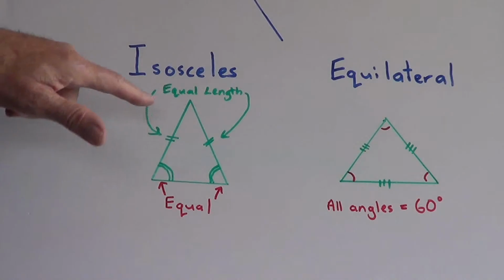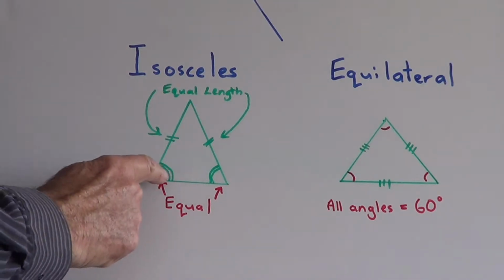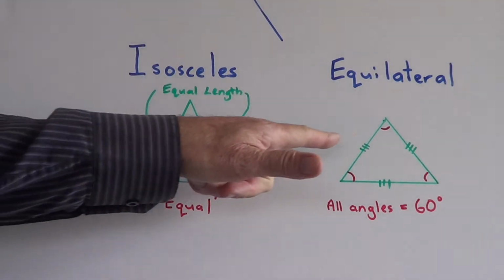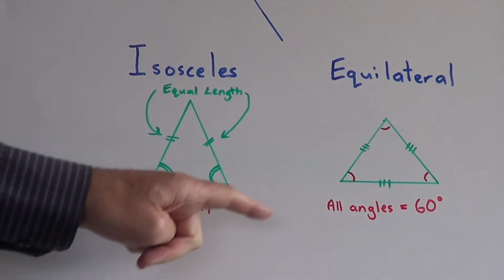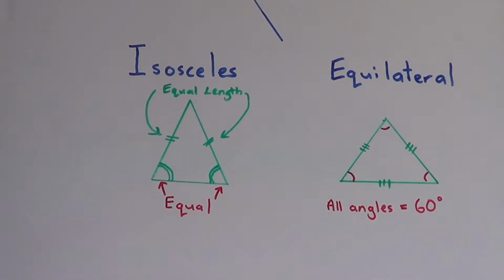Isosceles triangles have 2 equal sides, and that means that the base angles are equal. An equilateral triangle has 3 sides equal, and all the angles inside here will be equal to 360 degrees.